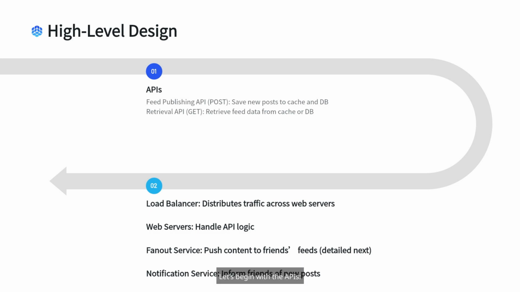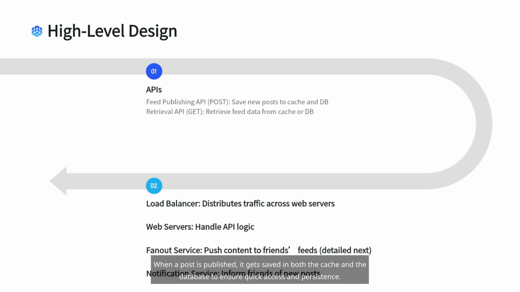In this slide, we'll look at the high-level design of a Facebook-style newsfeed system. Let's begin with the APIs. The Feed Publishing API is a POST endpoint used by users to publish new posts. When a post is published, it gets saved in both the cache and the database to ensure quick access and persistence. The Retrieval API is a GET endpoint used to fetch a user's newsfeed. It first checks the cache for performance. If the data isn't in the cache, it falls back to the database.